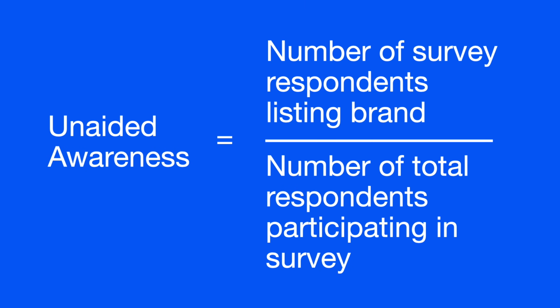To measure unaided awareness, respondents might be asked a question such as, list all of the brands of which you're aware in this particular category. Respondents then have to list, using top-of-mind memory, the brands that they remember. To calculate unaided awareness, divide the number of survey respondents that list a brand based on top-of-mind recall by the total number of respondents participating in your survey.